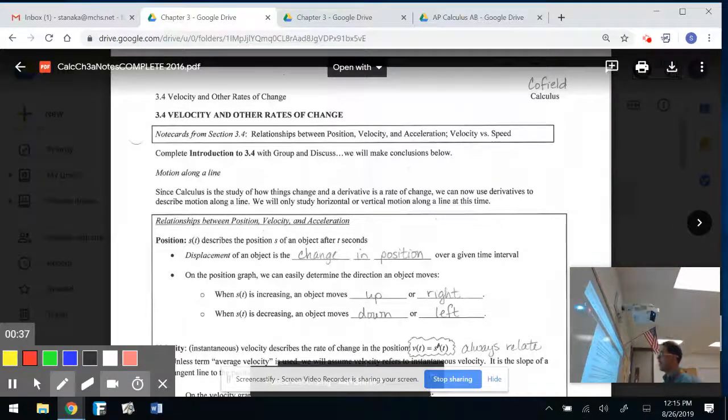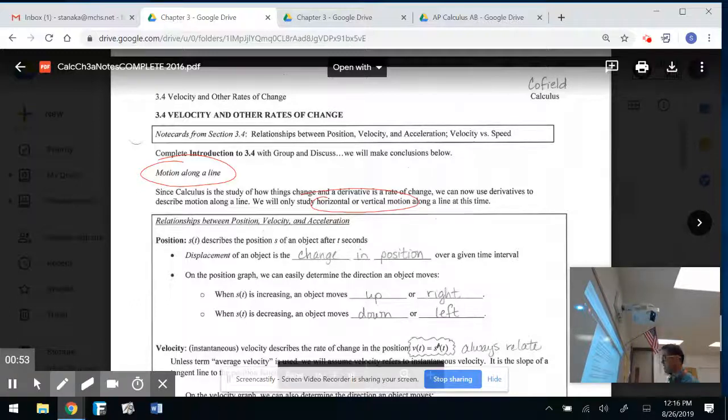Just with some definitions here. Motion along a line. Since calculus is the study of how things change and a derivative is a rate of change, we can now use derivatives to describe motion along a line. We will only study horizontal and vertical motion along a line at this time.